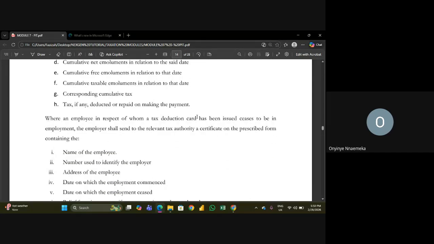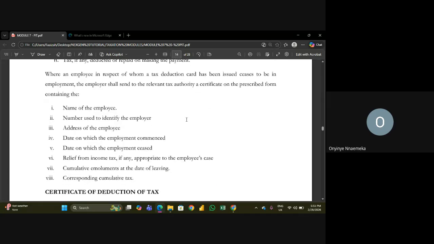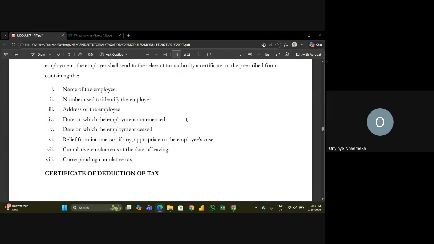Okay, so where an employee in respect of whom a tax deduction card has been issued ceases to be in employment, that is, you have issued a tax deduction card in, let's say, Presco PLC, and the person now is no longer working in Presco. The person has left Presco. Now, the employer shall send to the relevant tax authority a certificate in the prescribed form containing the name of the employee, number used to identify the employer, address, date, and so on. The person will send it to the tax authority. Certificate of deduction of tax.